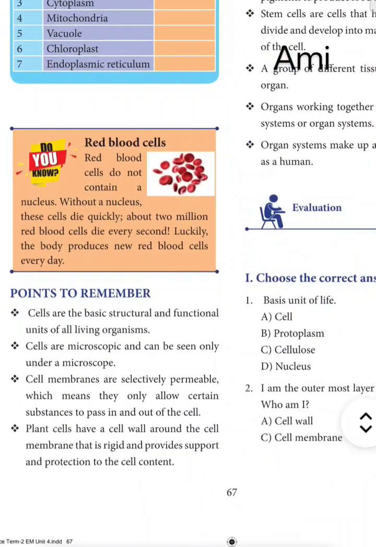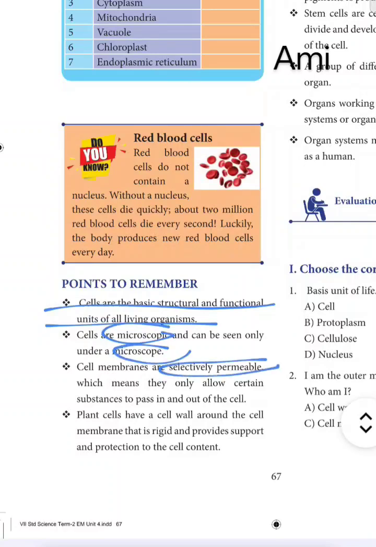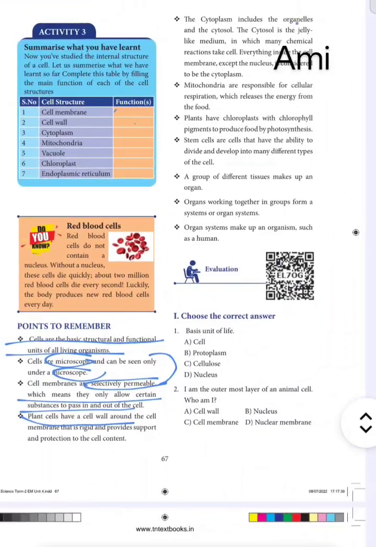Fine. So the important points to remember for this class are: cells are the basic structural and functional unit of living organisms. They are microscopic. They can be seen with the help of a microscope. They are selectively permeable in nature, which means they allow only certain substances to pass into them. Okay. Plant cells have a cell wall, whereas animal cells lack a cell wall.